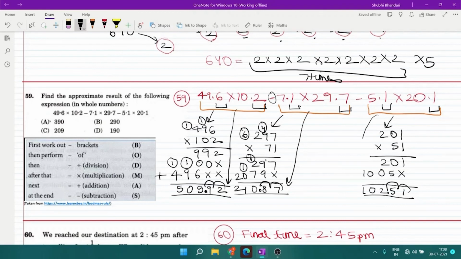Now our final problem says that we need to subtract this answer and also subtract this answer. So our final answer needs to be, 1 second, let me use another color pen, 505.92 minus 210.87, and then we have to subtract this one too.